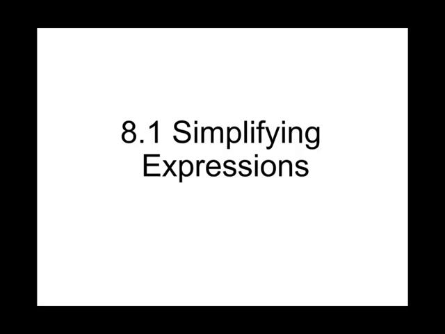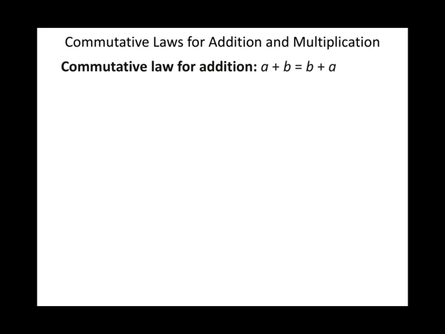Session 8.1 Simplifying Expressions. Commutative laws for addition and multiplication. Commutative law for addition means A plus B equals B plus A. This is talking about when you have an addition, you could switch the order. They are equal to each other.